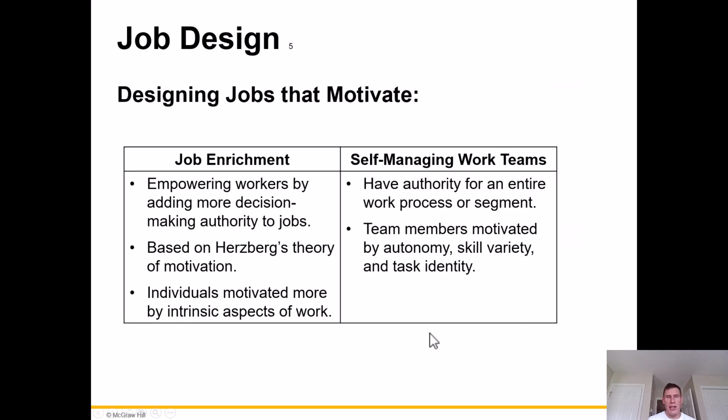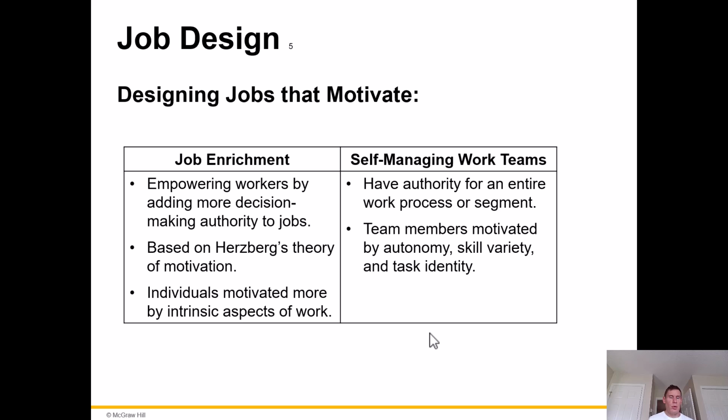So, designing jobs that motivate. Really two things we look at here. One is job enrichment, and one is self-managing work teams. So let's talk for a minute about job enrichment. This speaks to empowering workers by adding more decision-making authority to jobs. Some people like that, some people don't like that. And of course, it's based on Herzberg's theory of motivation. The idea is that individuals are motivated more by the intrinsic aspects of work.